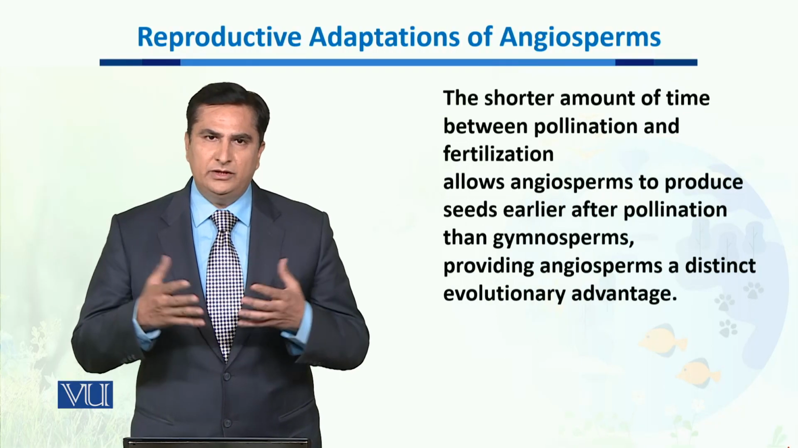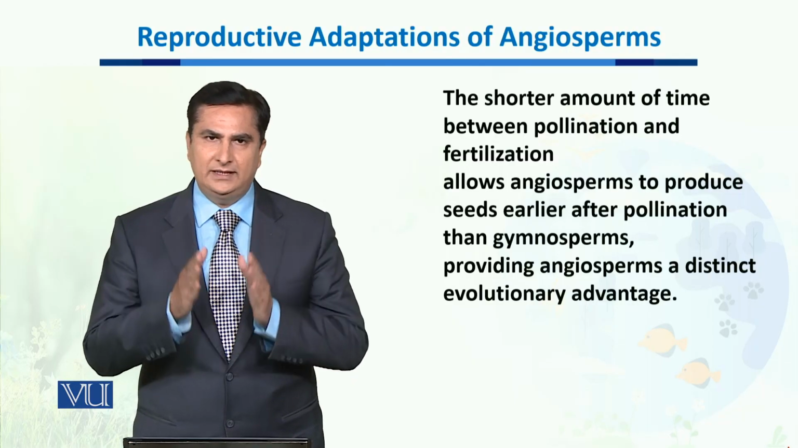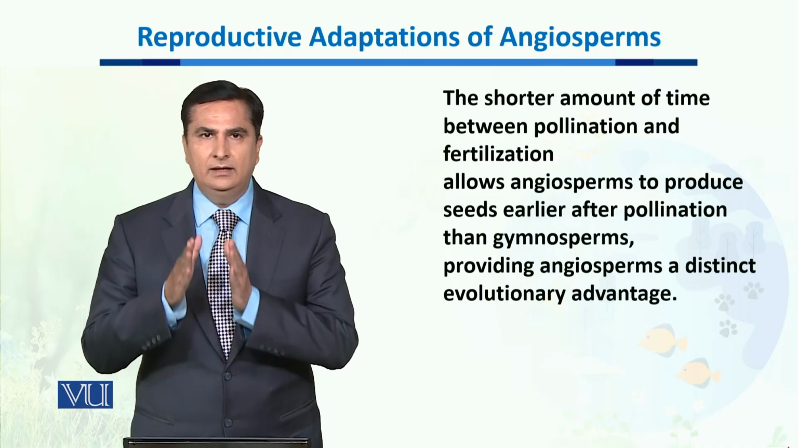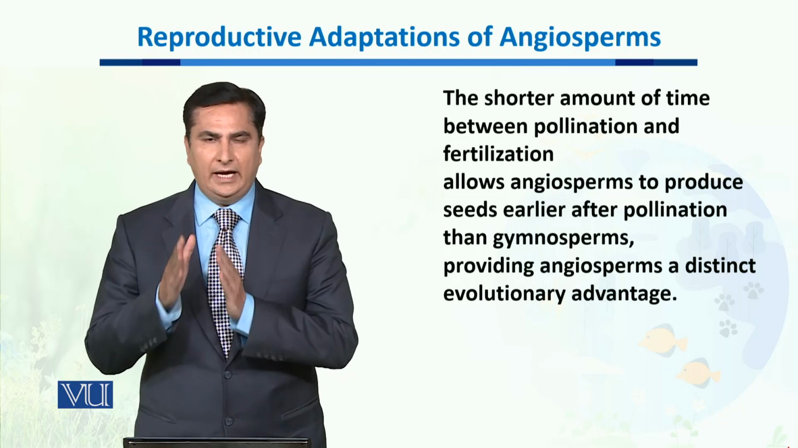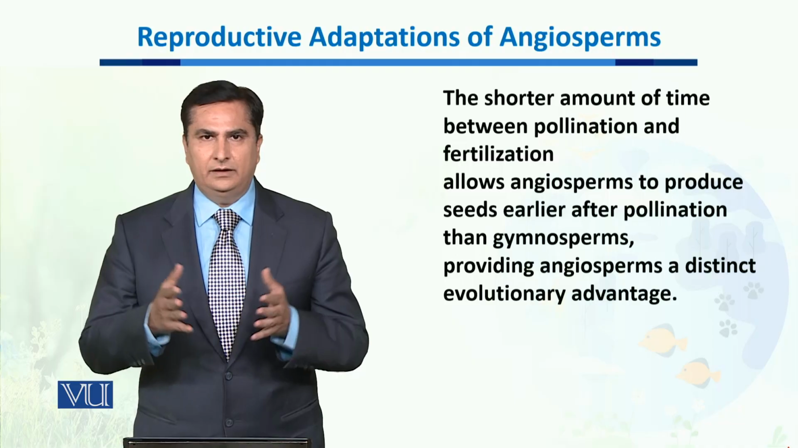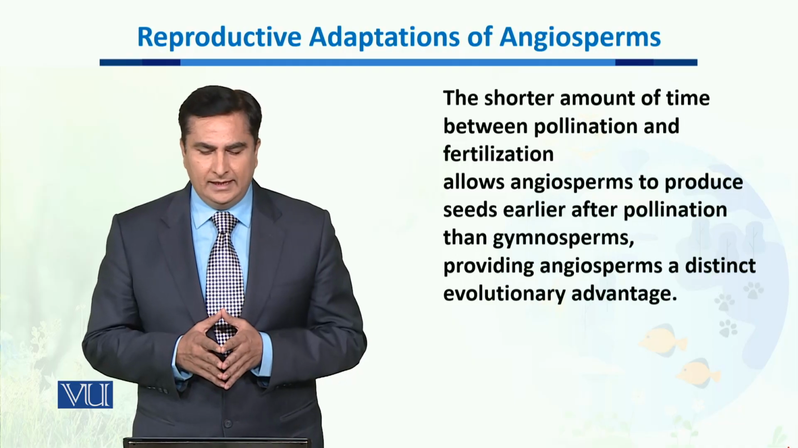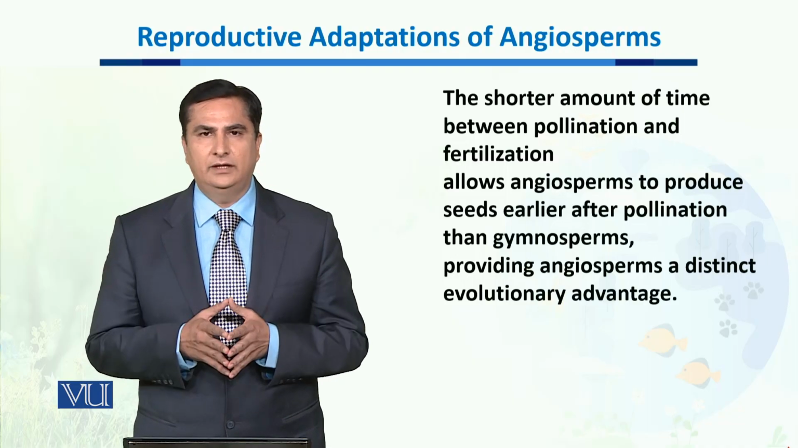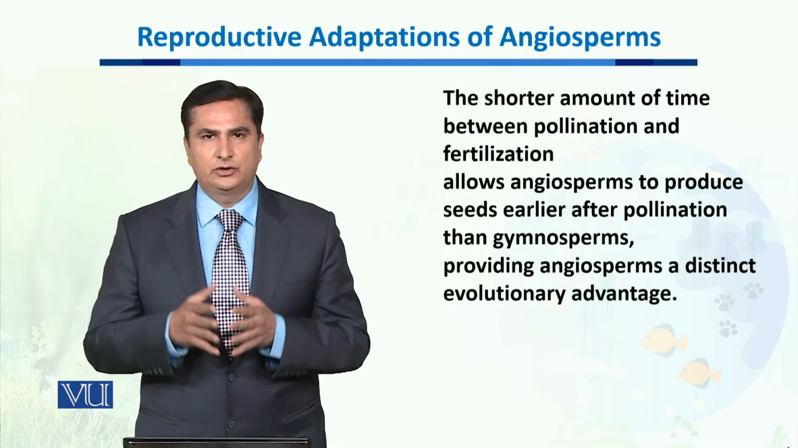Now, when we talk about the reproductive adaptations, one of the most fascinating adaptations is the shorter amount of time between pollination and fertilization. This allows angiosperms to produce seeds earlier after pollination as compared to gymnosperms, which provides angiosperms a distinct evolutionary advantage over their counterpart gymnosperms.